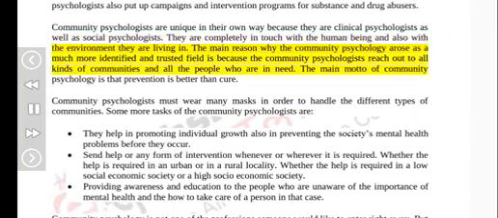The main reason why community psychology arose as a much more identified and trusted field is because the community psychologists reach out to all kinds of communities and all the people who are in need. The main motto of community psychology is that prevention is better than cure. Community psychologists must wear many masks in order to handle the different types of communities.